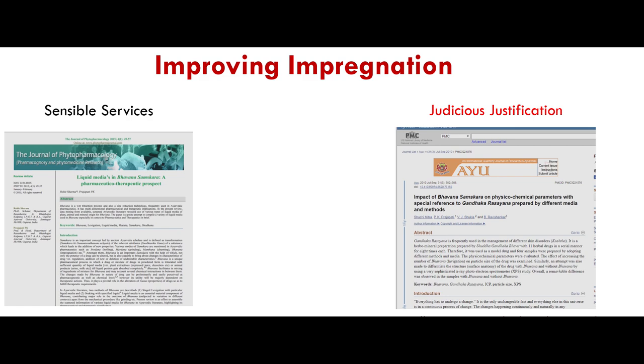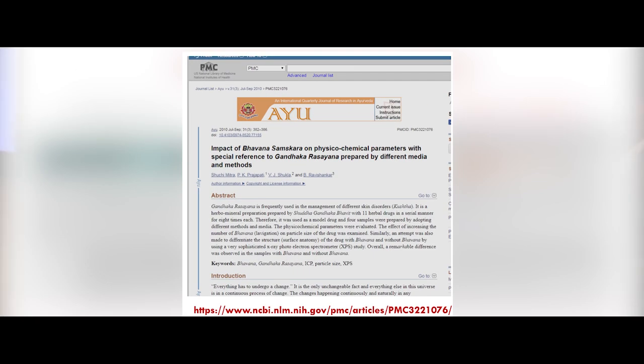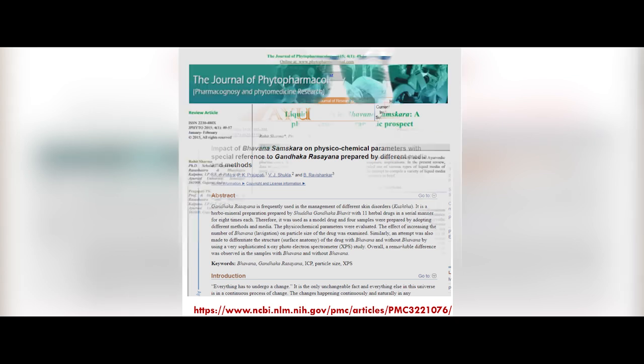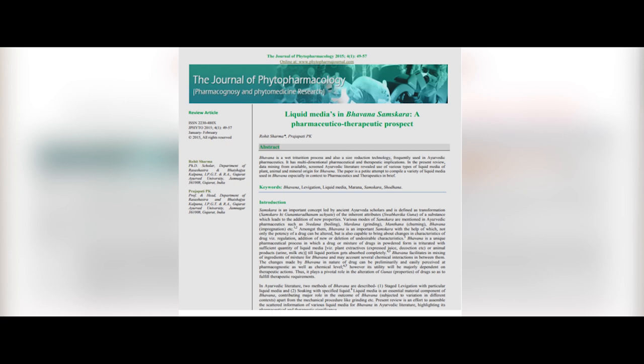Next, these are the papers which are published on the impact of the Bhavana Sanskar on the physicochemical parameters, with special reference to the Dhanha Prasayan prepared by different media and methods, then the liquid media, in the journal of the pharmaceuticals. Of course, I'm willing to emphasize more on the Shodhan today, so directly come to the Shodhan.